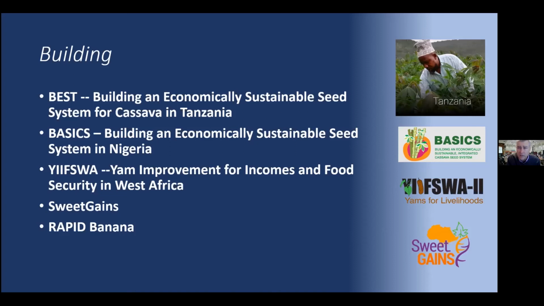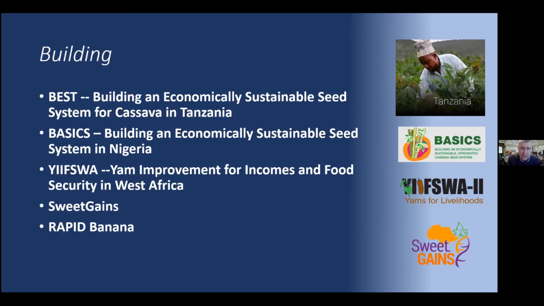And I think the data that was presented earlier on sweet potatoes in Tanzania was showing that a large number of farmers are willing and able to pay for planting material. That willingness to pay can be translated into an incentive for the production and reliable sale of improved planting material of RTBs. So this is a suite of the projects that we invested in as the Gates Foundation, really over the last decade, to try to build economically sustainable seed systems.